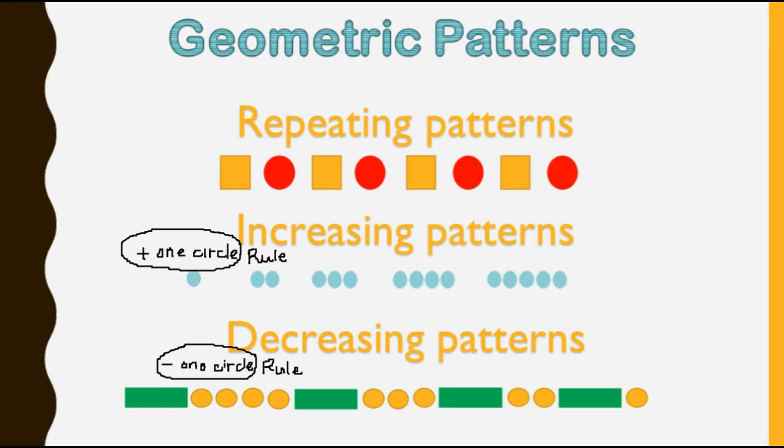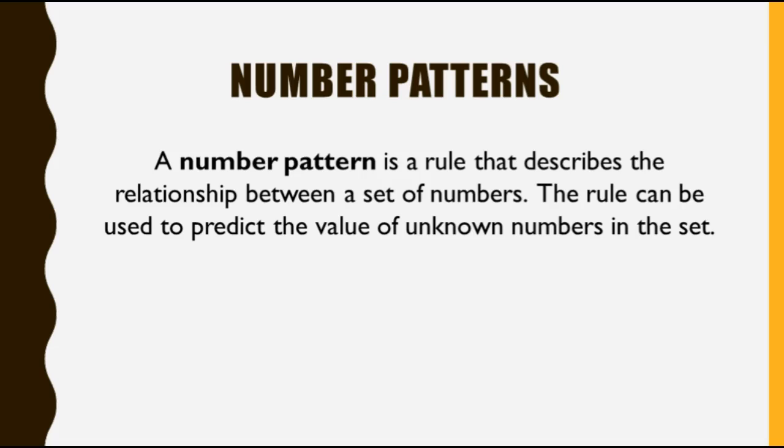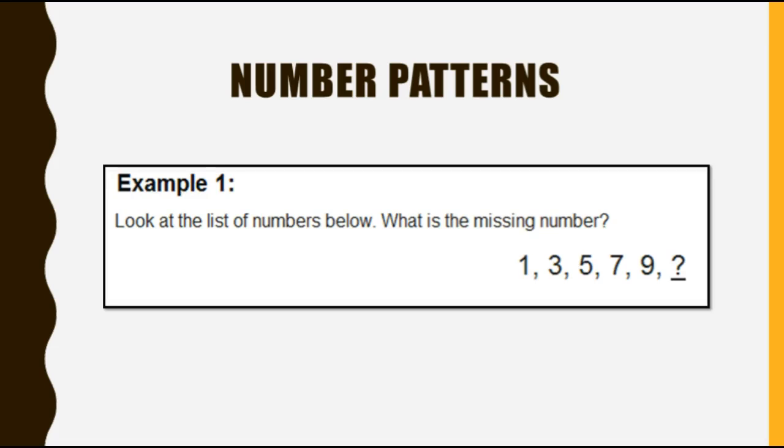Okay, so let's take a look at some examples of number patterns. A number pattern is a rule that describes the relationship between a set of numbers. The rule can be used to predict the value of unknown numbers in the set. Once you know the rule, then you could plan it out, and you could figure out what comes next many, many times on. So let's take a look at this first example. Look at the list of numbers below. What is the missing number?